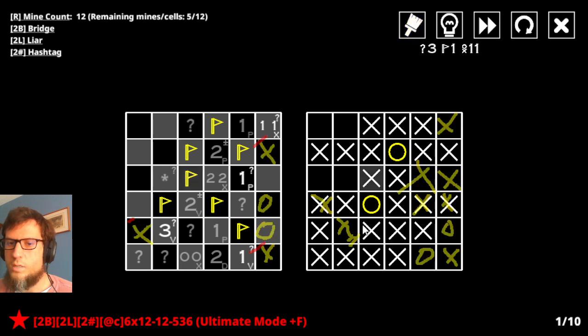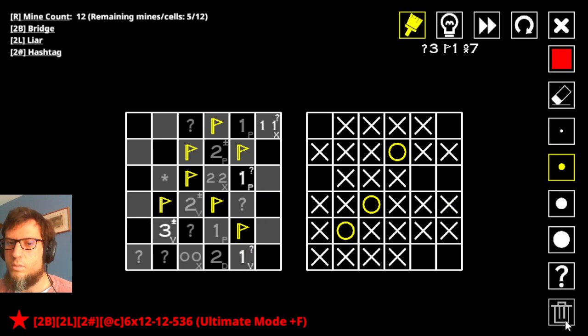Yeah, so this 3 has to be lying. Yeah. Because if we're honest, that would be a mine, but there's no way for this chain to connect now, and so, like, that just can't happen. Okay. Alright. So, what a system. Okay.